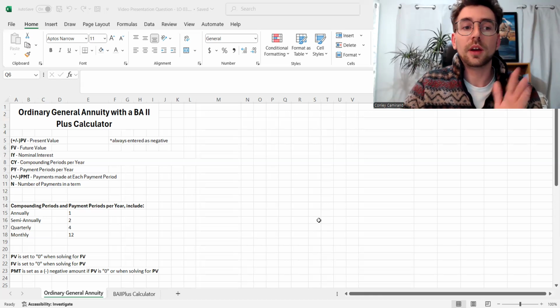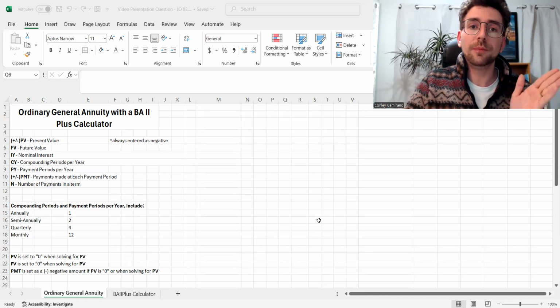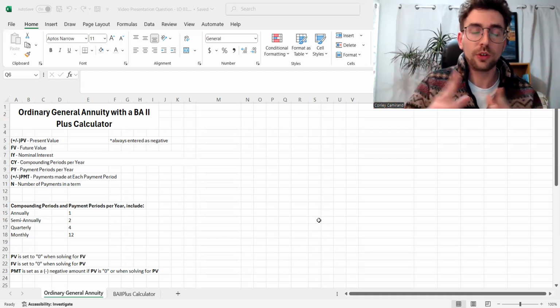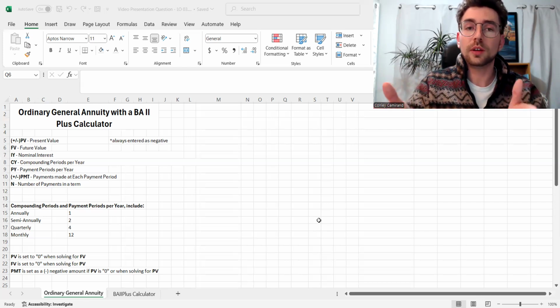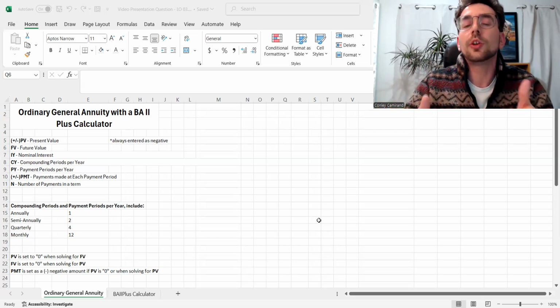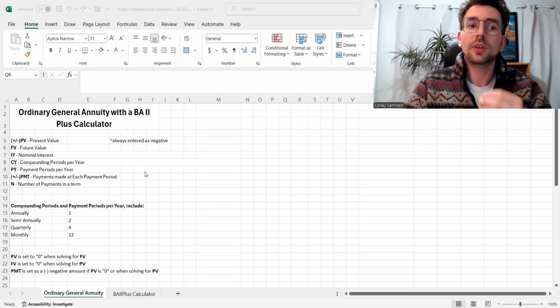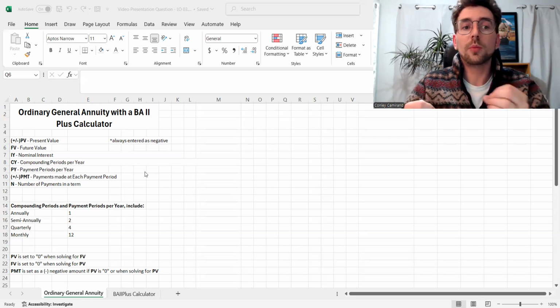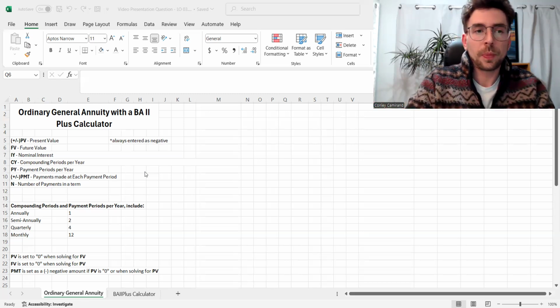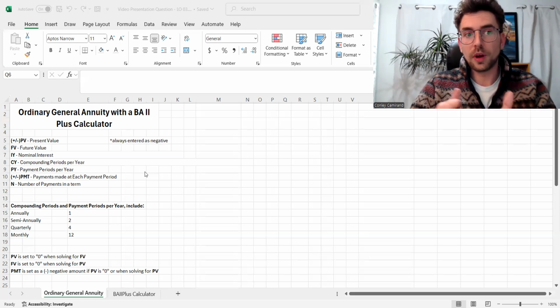We'll start with the present value, which is PV, and then FV for future value. We'll always have one or the other. We have IY, the nominal interest rate, which can also be considered an annual interest rate. Then we have CY, the compounding periods per year, which relate to the nominal interest rate. So how many times does the nominal interest rate get compounded throughout the year?